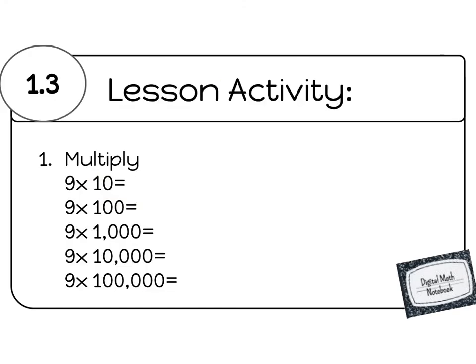Great job with today's lesson so far, guys. Now it's time for our lesson activity. Today's lesson activity is just like we were doing in our digital math notebook. We are multiplying a factor times a product of 10. So 9 times 10 would be 90. And remember what we talked about with those zeros as you complete this activity in your digital math notebook.